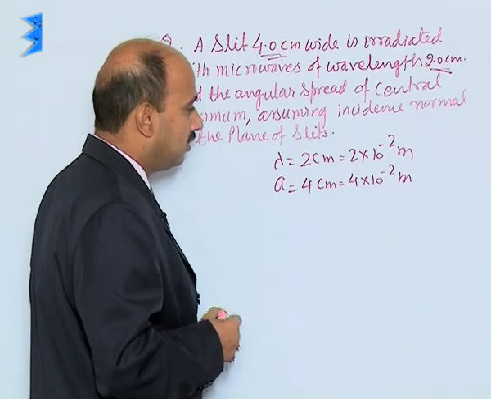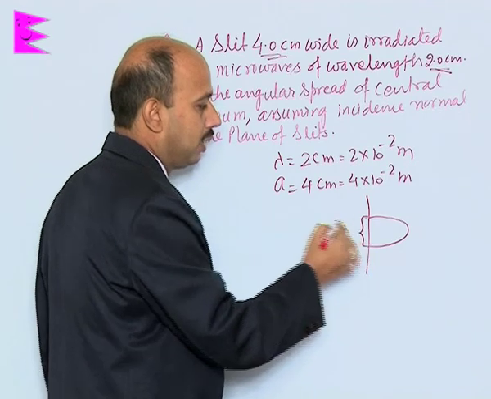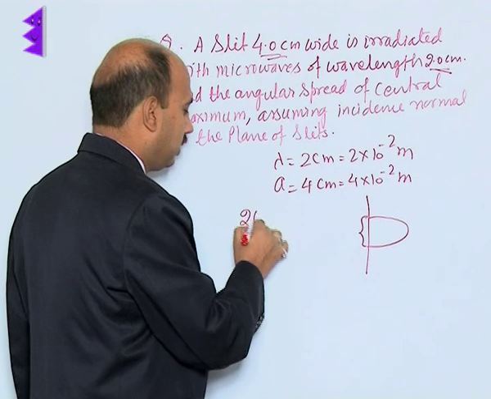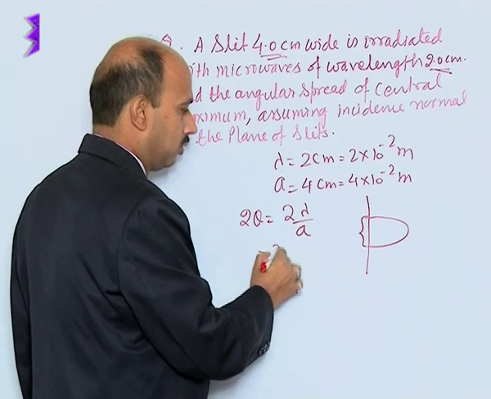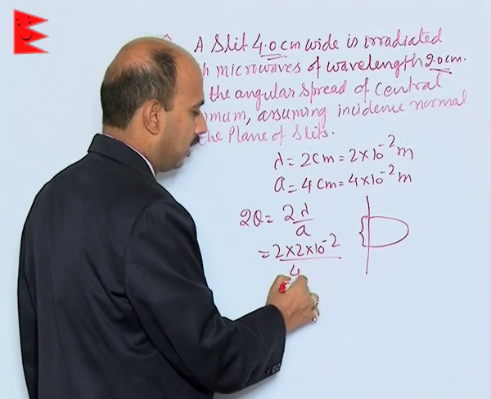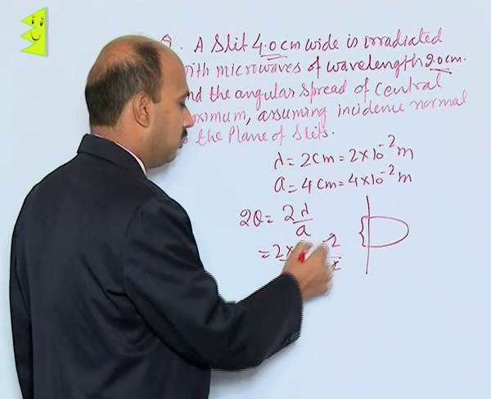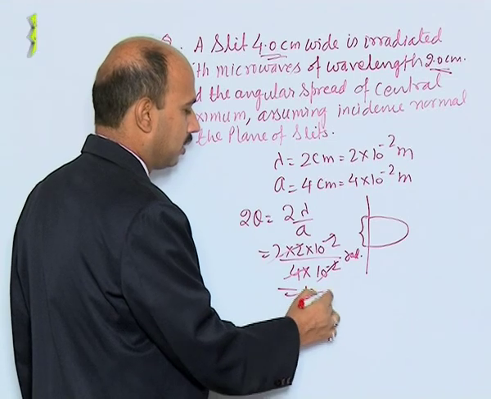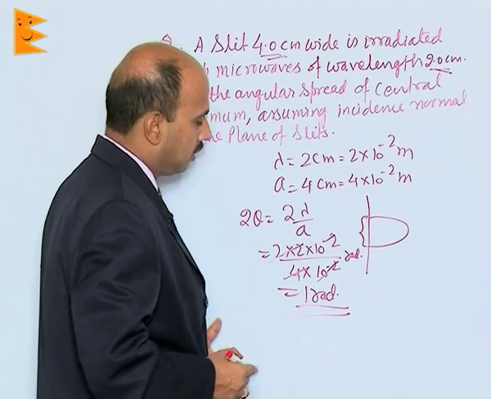So, you know that the central maximum is formed in this way, we have to calculate this width. So, we know that the angular width, that is 2 theta, is equal to twice lambda by A. So, that is twice of 2 into 10 raised to power minus 2 divided by 4 into 10 raised to power minus 2. So, these will get cancelled. So, that is 1 radian here. So, the angular width of the central maximum in the diffraction pattern is here 1 radian.